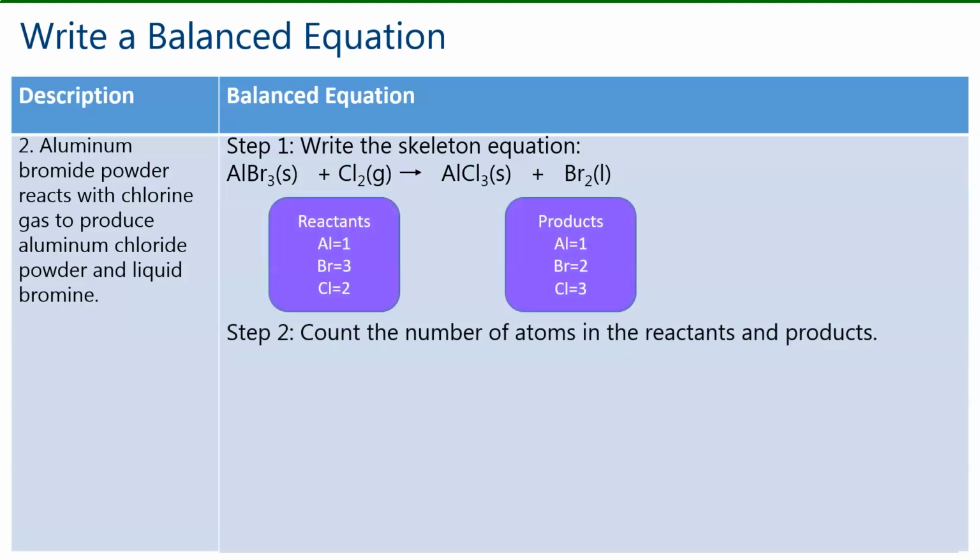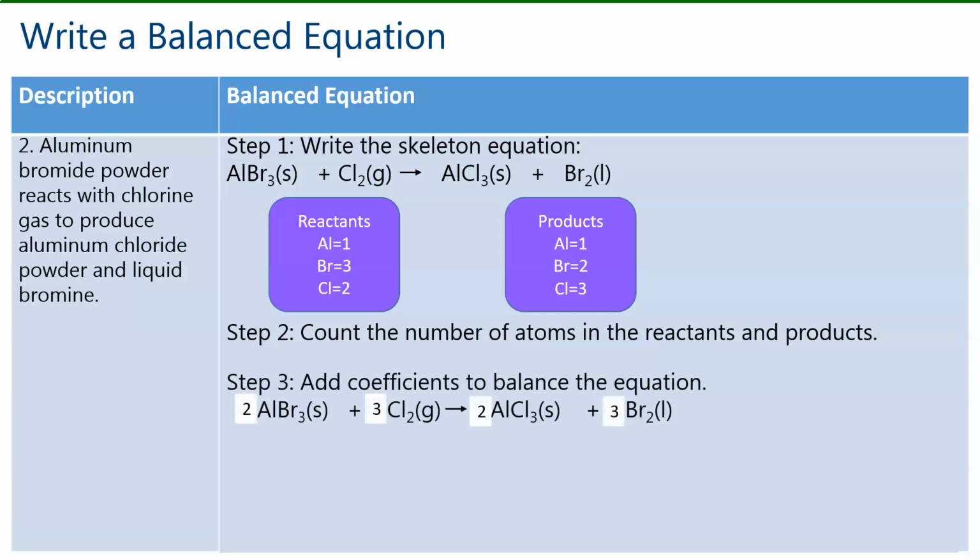Next, we're going to count the number of atoms in the reactants and products. So on our reactant side, we have 1 aluminum, 3 bromine, and 2 chlorine. On our product side, we have 1 aluminum, 2 bromine, and 3 chlorine. Our third step then is to add coefficients to balance the equation.